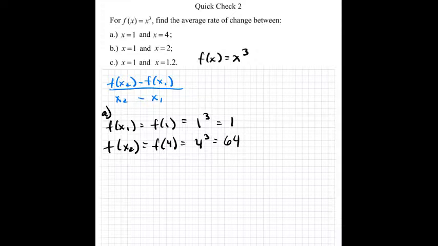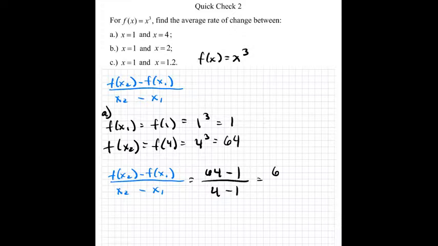So then, let me just copy and paste this. I don't feel like writing this again. So the average rate of change is going to be 64 minus 1 over 4 minus 1, which is 63 over 3, 21. Okay, that's fine.